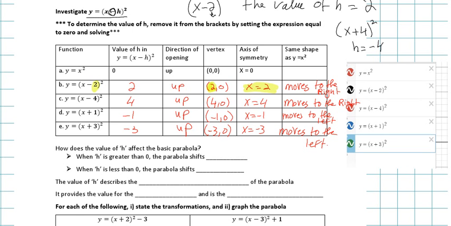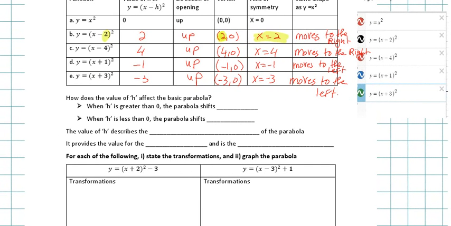Now, when the h value is greater than 0, the parabola shifts to the right. How does it look in the bracket? Does it look positive or negative in the bracket? It would look negative in the bracket. Remember that if h is positive, it would look negative in the bracket. If h is less than 0, so if it's negative, the parabola shifts to the left. How would it look in the bracket? Positive.